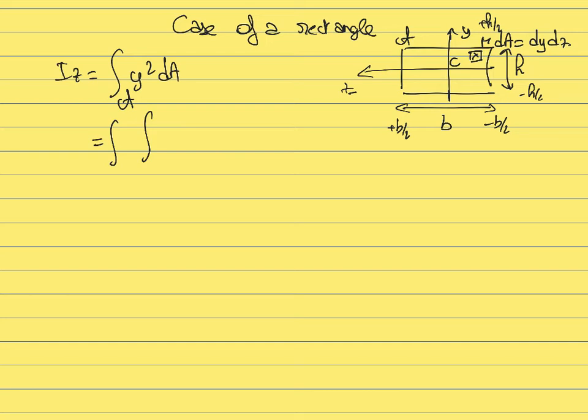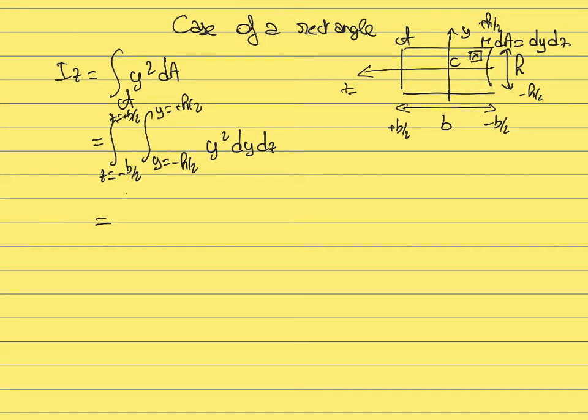So let's do that. We will do the integral ranging from z equal minus b over 2 to plus b over 2. Then we will integrate for all the values of y ranging from minus h over 2 to plus h over 2. And then what we are going to integrate is y square dA, where dA is dy dz. So one thing that we can do is put together the terms that depend on y and the terms that depend on z.